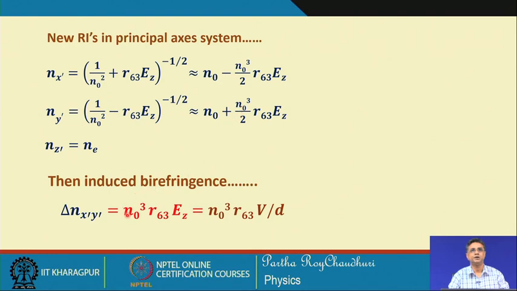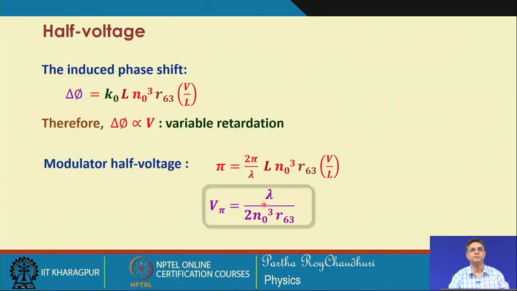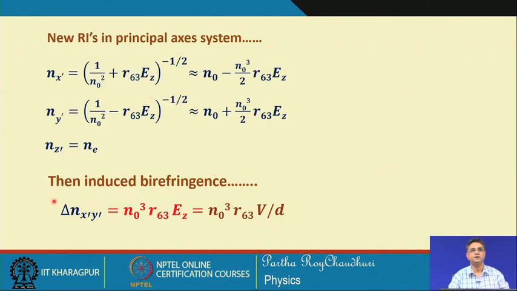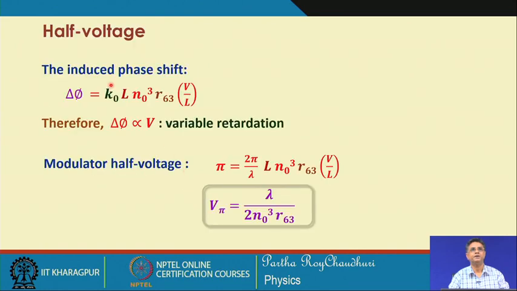So, this will become n 0 cube r 63 E z. But E z is equal to V by D, the voltage by the, this should be L actually, because it is the longitudinal mode of operation. So, this will be L. So, the induced phase shift will be equal to, from here only, because this is multiplied by k 0, that is twice pi by lambda, times this will be the induced phase shift.